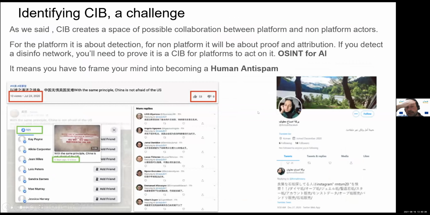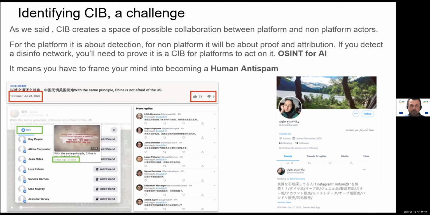As I said, the notion of coordinated inauthentic behavior creates a space for a possible collaboration between platforms and non-platform actors. However, in OSINT, the idea is that a proof is a proof because anyone can redo exactly all the steps that led to the discovery of that proof. So by opening all the process, it creates the legitimacy of a proof.